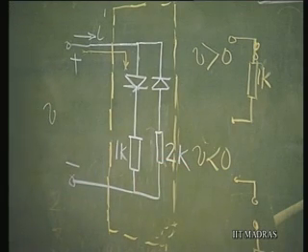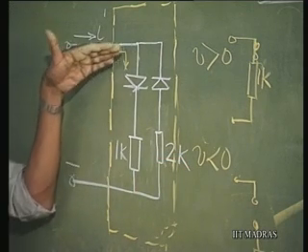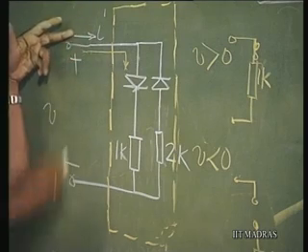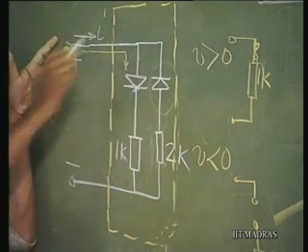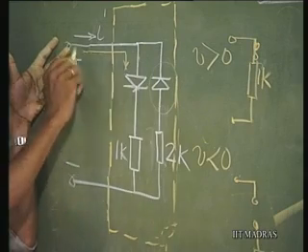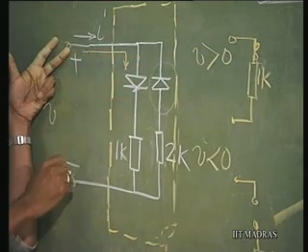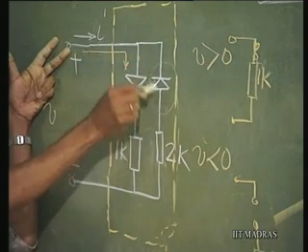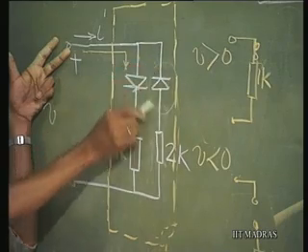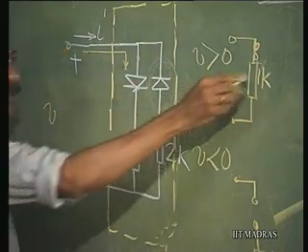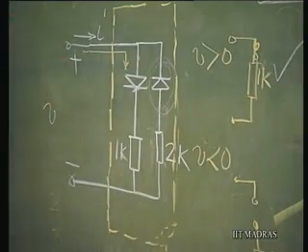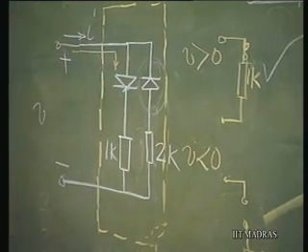So, now what happens? As far as V equal to positive here and negative here is concerned, this diode is going to be an open circuit, because when V is positive and this terminal is negative, this particular diode is reverse bias. So, this is an open circuit. So, the equivalent circuit is this. This is a short circuit.